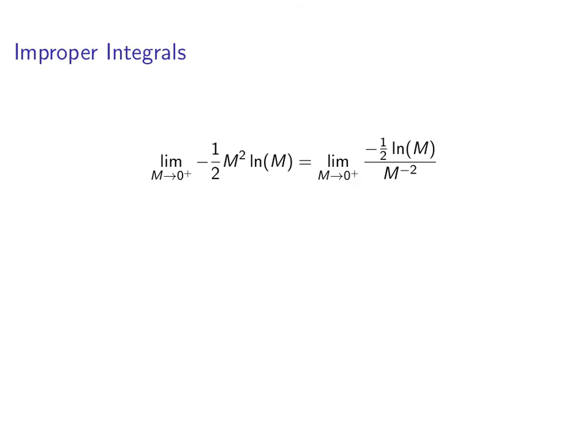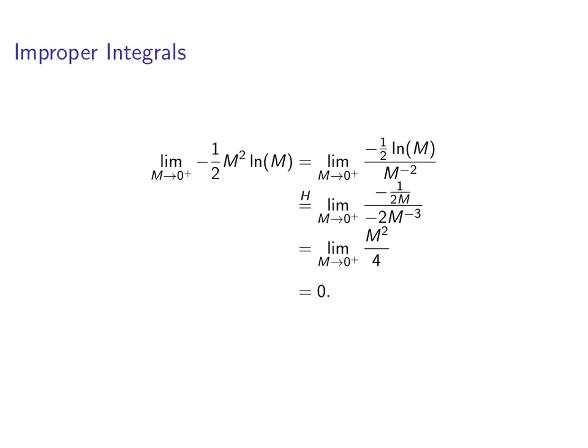We'll move things around. The m squared gets moved down into the denominator to make it m to the minus 2. Now this is of type infinity over infinity, so we can use L'Hopital's rule. The derivative at the top will be minus 1 over 2m, and the derivative at the bottom is negative 2m to the minus 3. With some more algebra, the minus signs cancel and the 2's get collected together. We end up with m squared over 4. Now we can just plug in 0 and we get 0.